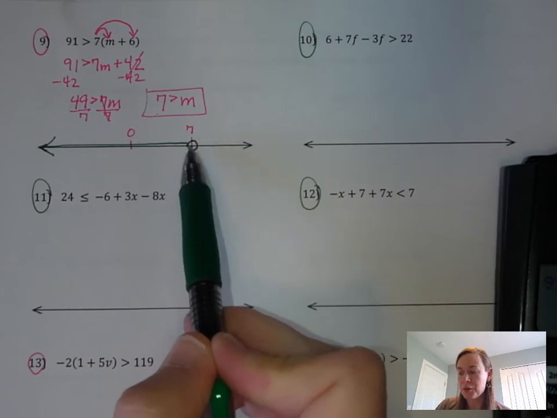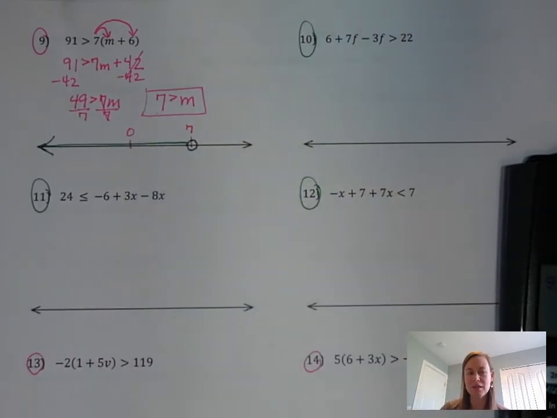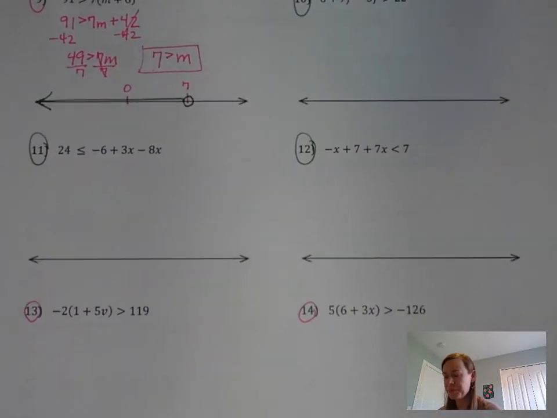You have an open or closed dot, and you have an arrow that points either right or left. At that point, you're done. Okay, let's do another pink problem, and we'll come back to these greens in a second.